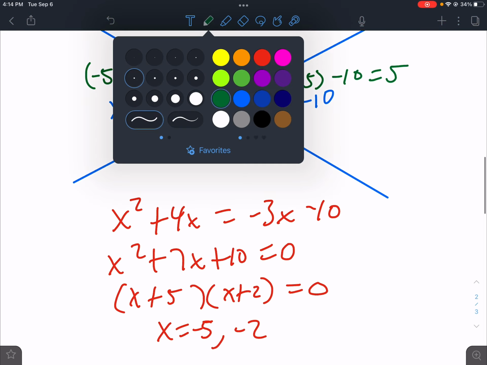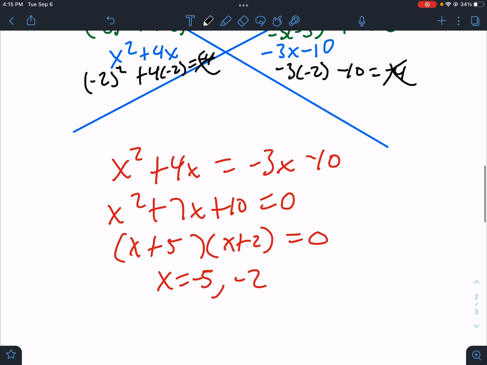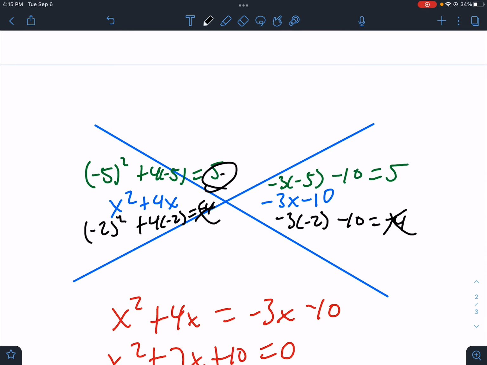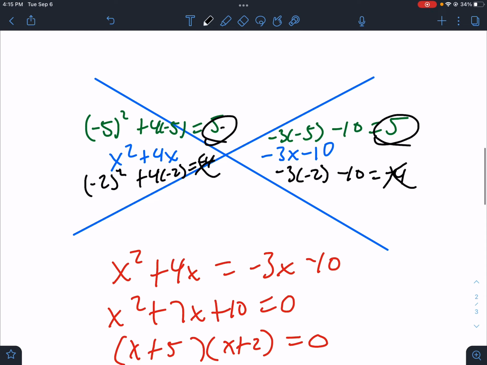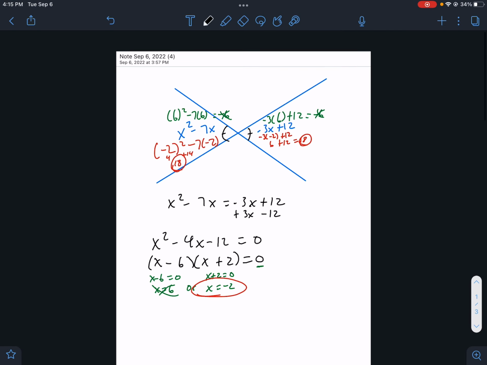Let's try negative 2. Negative 2 squared plus 4 times negative 2. That's 4 minus 8. That's negative 4. Nope. Negative 3 times negative 2 minus 10. That'd be 6 minus 10. That's negative 4. Nope. The negative 2 doesn't work. X equals negative 5. The angle would be 5 degrees. There we go. That's factoring, my friends.